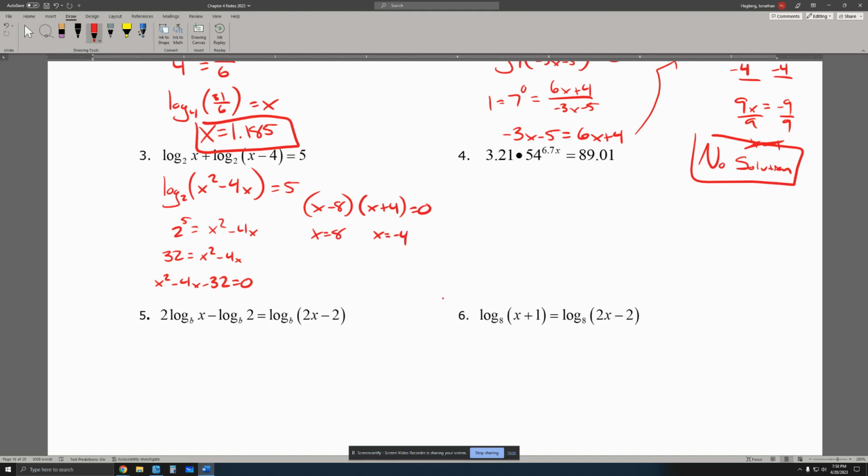Checking each of these, well, I know the negative 4 doesn't work because of that first log. 8 works just fine in both of those logs. So the solution, x equals 8.